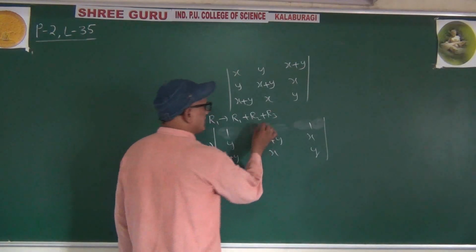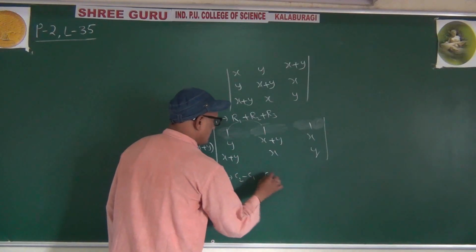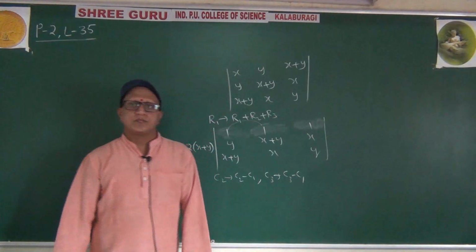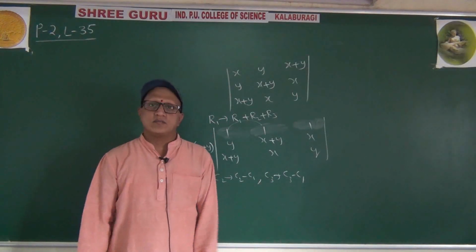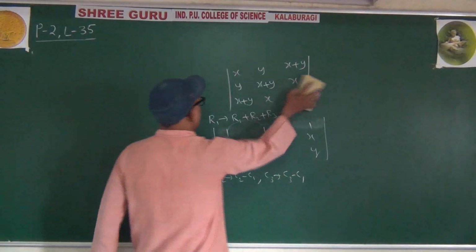What is the operation? C2 minus C1, C3 minus C1. Then you will get the answer. Right? Do it as homework.